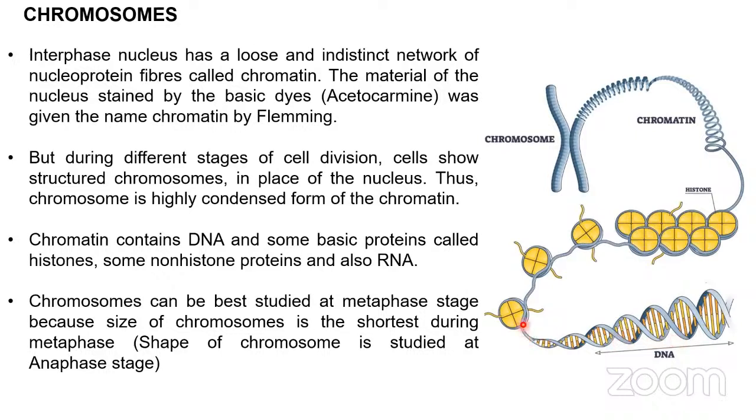So this DNA is bound by histone proteins. These histone proteins, along with the DNA and some other non-histone proteins, form a compact structure which is chromatin, and this chromatin further forms a more compact unit known as the chromosome. So our DNA is present in the form of chromosomes inside our cell. Basically, the chromosome is a highly condensed form of chromatin, and chromatin contains DNA and some basic proteins called histones, some non-histone proteins, and also some RNA.